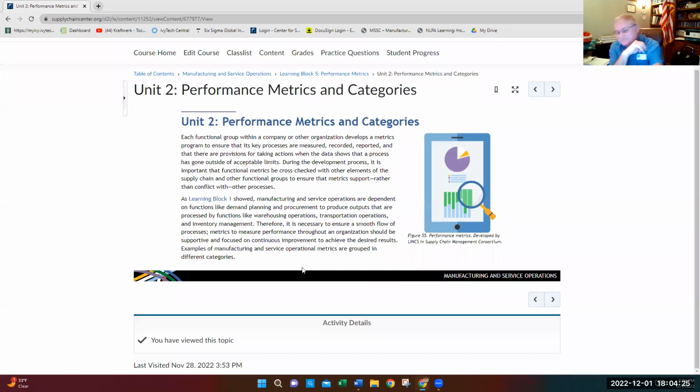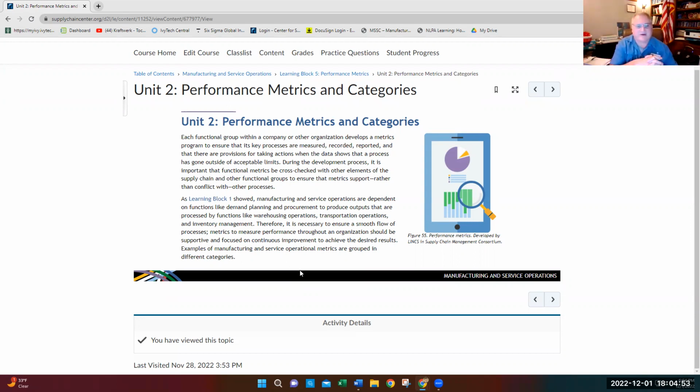This kind of reflects back on previous learning blocks. It takes you back to learning block 1, but it's talking about metrics, which is like data collection and finding out if it's in the ballpark, if it's somewhere near average, it's not above the upper limit or it's not below the lower limit.